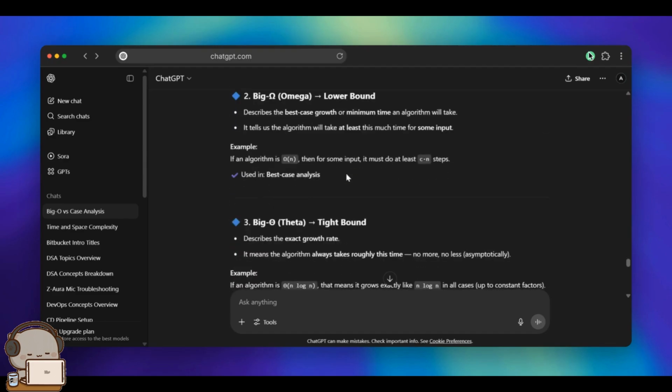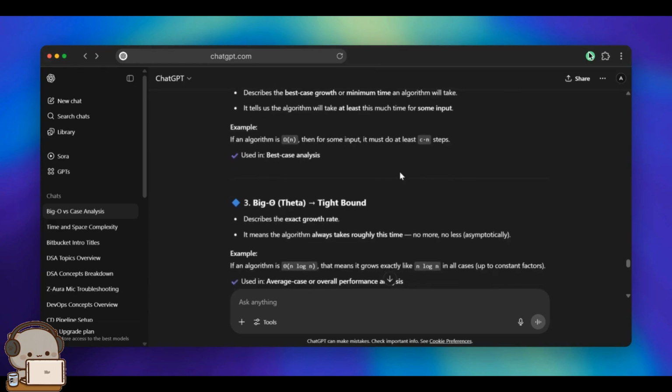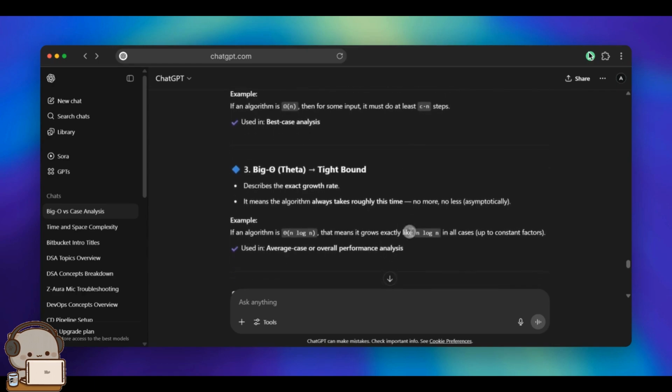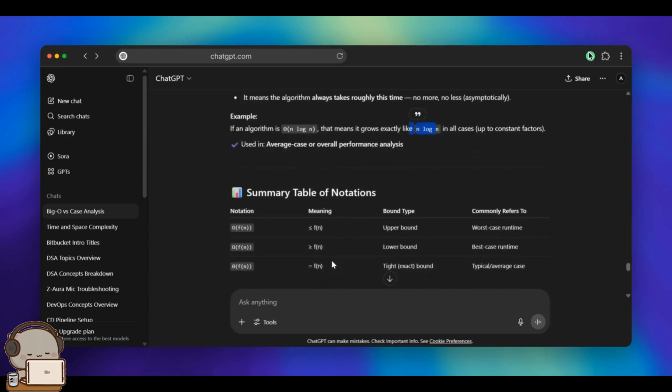It tells us the algorithm takes at least this much time for some input. So if an algorithm is omega of n, then for some input it must do at least c times n steps. And big theta, the tight bound, describes the exact growth rate. It means the algorithm always takes roughly this time, no more or less, asymptotically. If an algorithm is theta of n log n, that means it grows exactly like n log n in all cases, up to constant factors, used in average case or overall performance analysis.